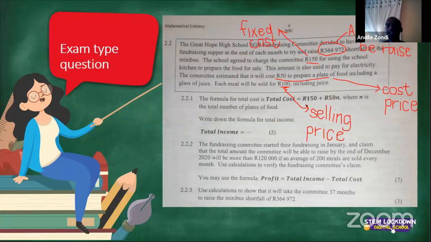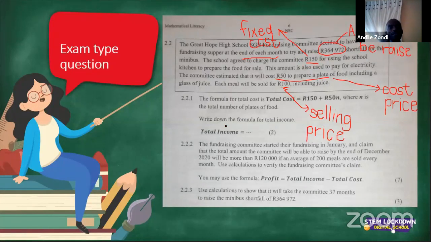You should basically underline and tell yourself what each number stands for, so that it will be easy for you to answer the following questions. Okay, 100 rand is the selling price. 50 rand is the cost price per meal. This amount is the amount to be fundraised, and this occurs once a month, each month. Now that you have all of this, it is easy to answer questions.